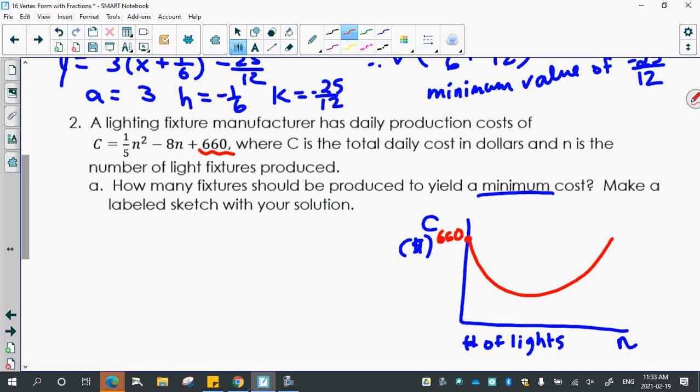So there's my sketch. I'm going to be able to label the vertex after I put that into vertex form. The reason I know to put it into vertex form is because it asks me for the minimum cost. If it asks me for the minimum or maximum, I have to put it in vertex form. Okay? So now I go and do that. I want to factor the 1/5 out of the terms containing n.